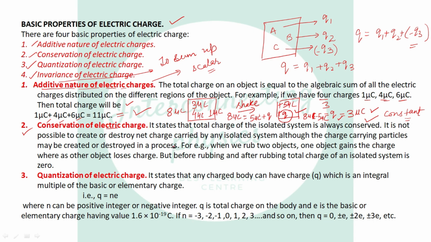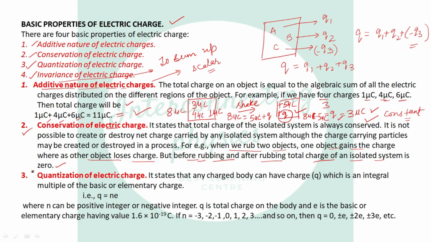Okay, and here is another example, that is when we rub two objects. One object gains the charge and the other object loses charge. But before rubbing and after rubbing, the total charge of an isolated system is 0. We have already discussed this example, charging an object by friction, in which we took glass rod with silk cloth.